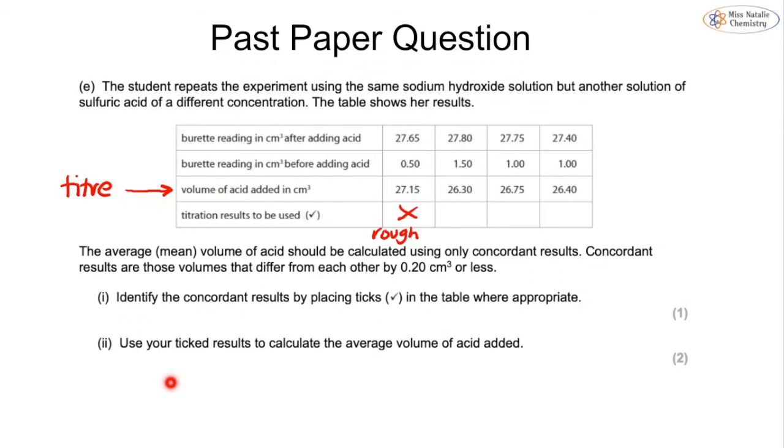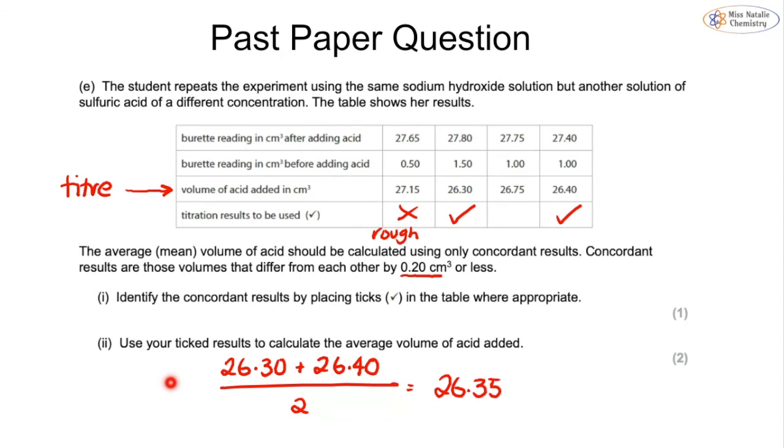So now we're looking at 26.30, 26.75 and 26.40. And we are looking for which ones are concordant results. And the question even tells us that concordant results should be within 0.2 of each other. So we should have ticks in column 2 and column 4. Then we want to use these ticked results in order to calculate the average volume. Well, this is as simple as 26.30 plus 26.40 divided by 2, which gives 26.35 centimetres cubed. And that is your final answer. Notice again, it must be to 2 decimal places because every other value is to 2 decimal places.